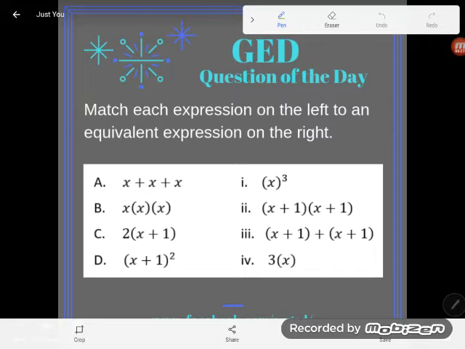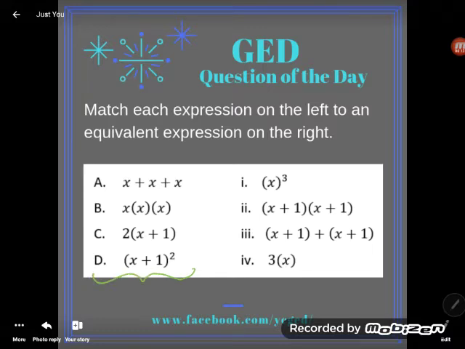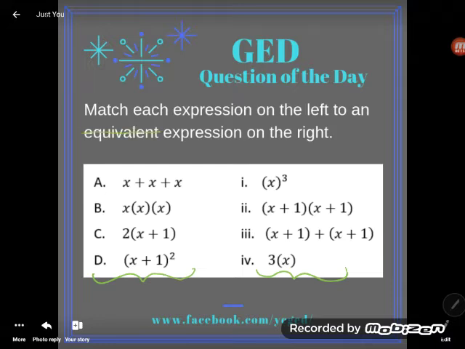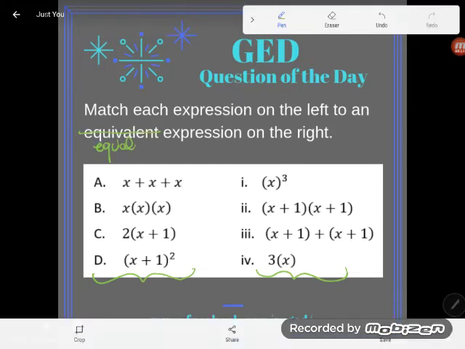This problem says match each expression on the left, so we've got some expressions on the left, to an equivalent expression on the right. Equivalent meaning equal. So for each expression, mathematical statement on the left, we've got another one on the right that's equivalent, that's equal to it.